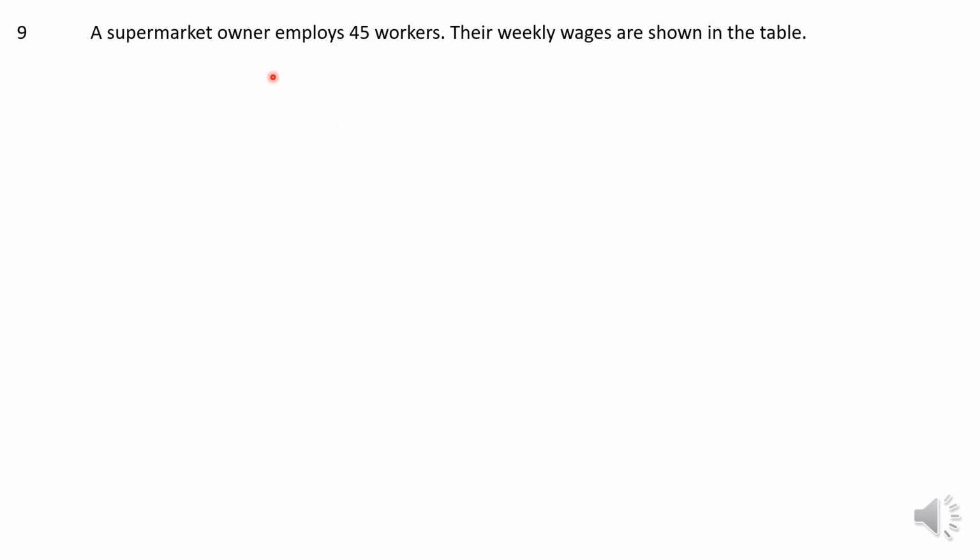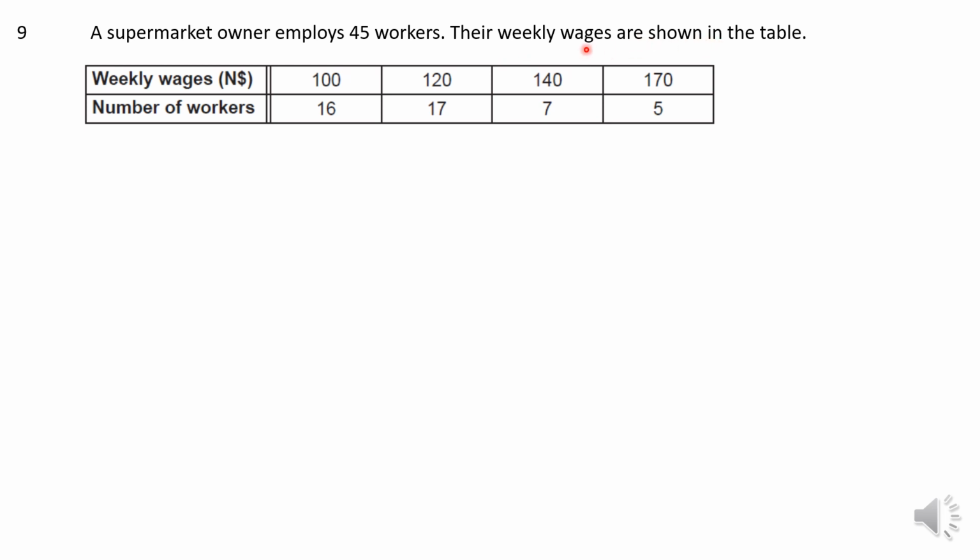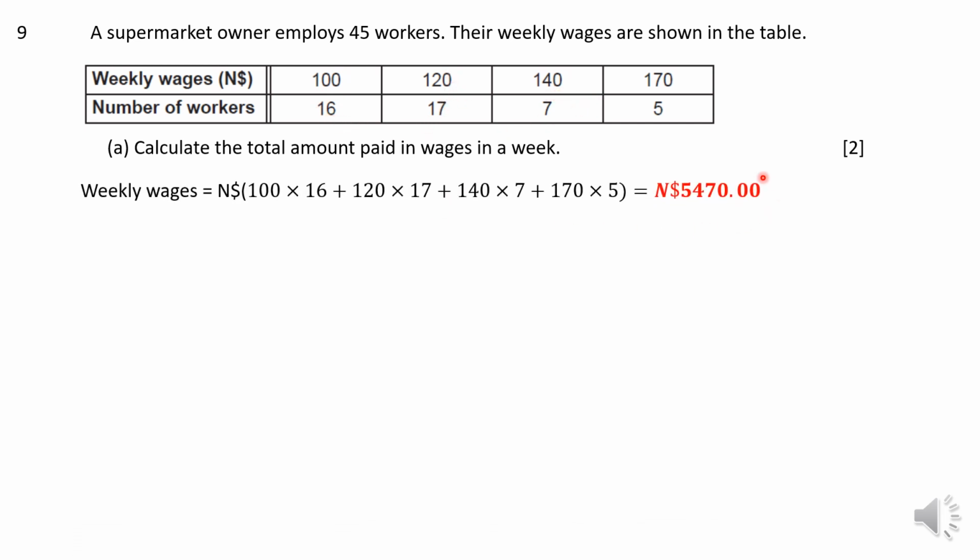Question 9. A supermarket owner employs 45 workers, and here's a table that shows how their weekly wages are worked out. So 16 workers are getting $100 each, 17 workers are getting $120 each, 7 workers get $140 each, and 5 workers get $170 each. So these 5 workers are the highest paid, and these 16 workers are the lowest paid. They're asking to calculate the total amount paid in wages. So you just multiply these two, add, multiply these two, add, and so on, and you should get that he pays 5,470 Namibian dollars per week in total wages for everybody.